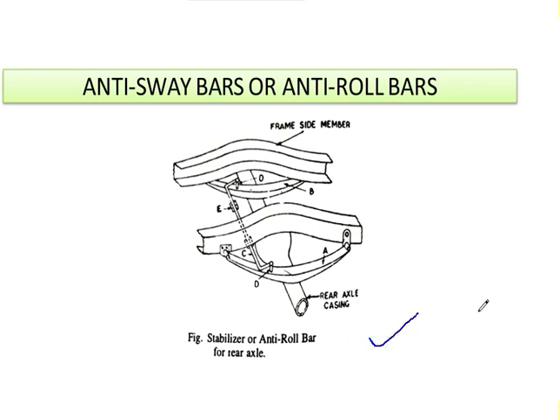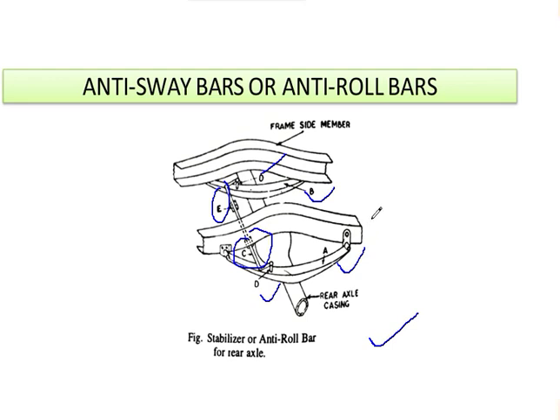This is the schematic diagram of stabilizer or anti-roll bar for rear axle. This figure describes such a device used in the rear suspension system. The torsion bar C is fixed to springs A and B by means of two short rods D. The torsion bar is supported in two bearings E, which are fixed to the frame or the car floor pan, that is not shown in this figure.